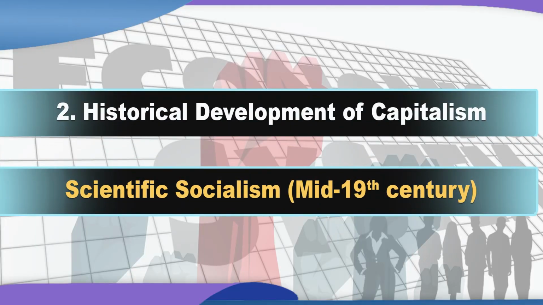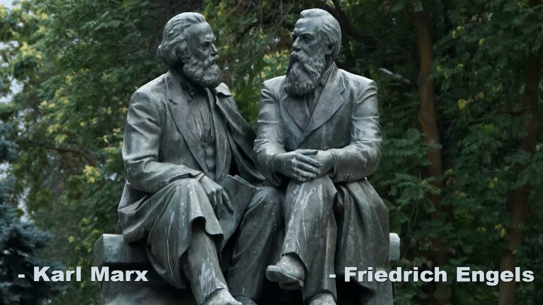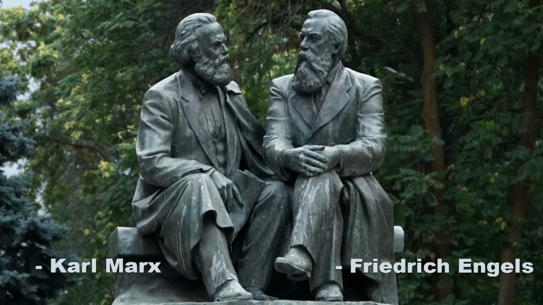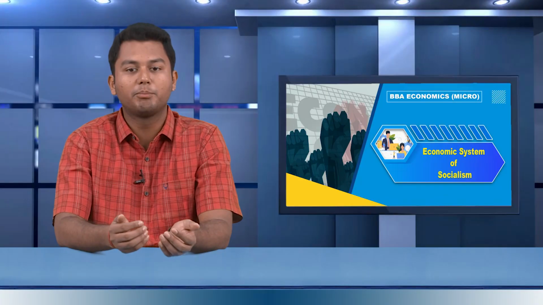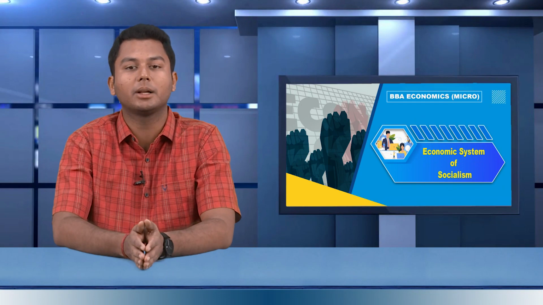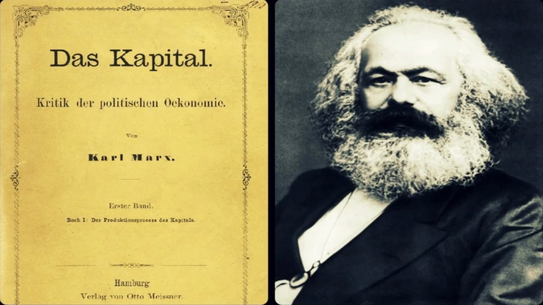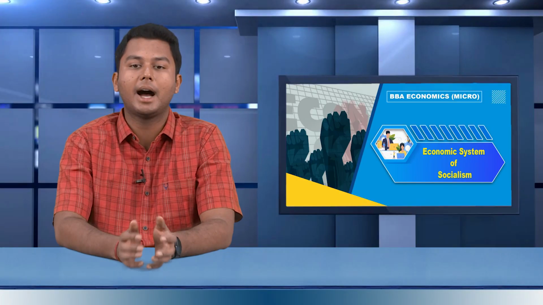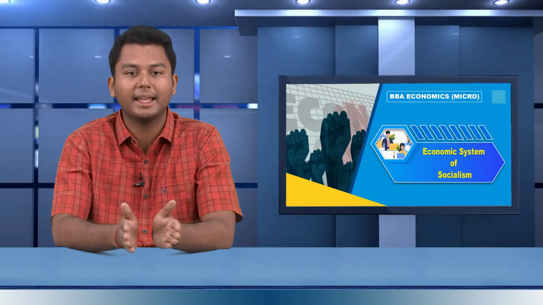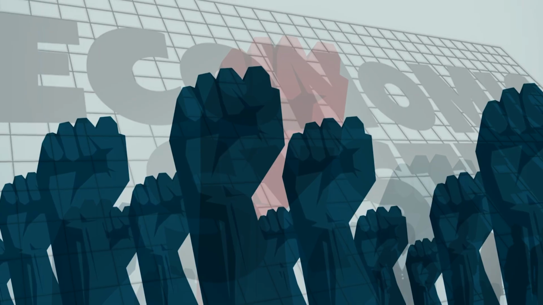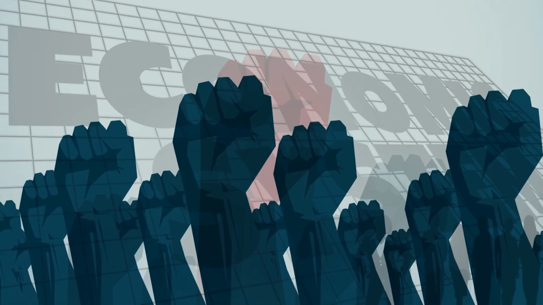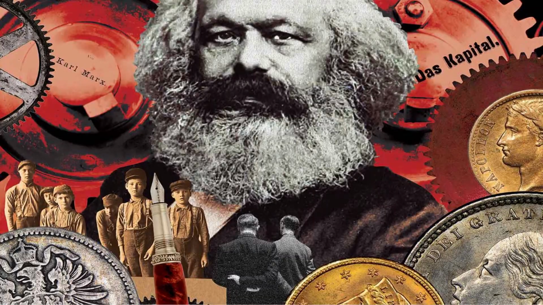Then we come across scientific socialism, which is from the mid-19th century. Karl Marx and Friedrich Engels developed what they called scientific socialism, which provided a systematic critique of capitalism and a theory of historical development. Marx's analysis in Das Kapital argued that capitalism contained inherent contradictions that would lead to its eventual replacement by socialism. The Marxist framework became the theoretical foundation for most subsequent socialist movements.